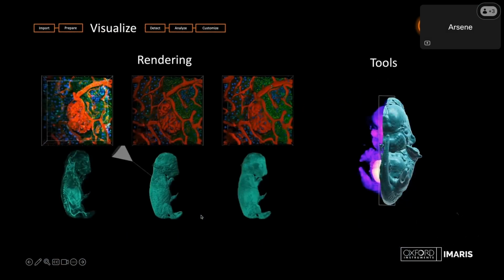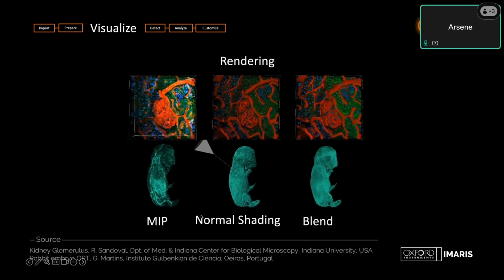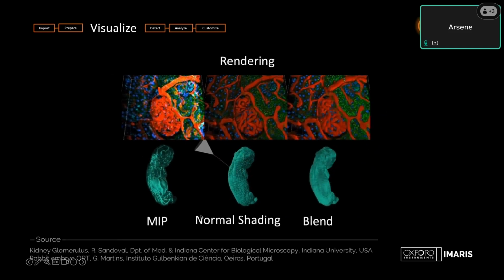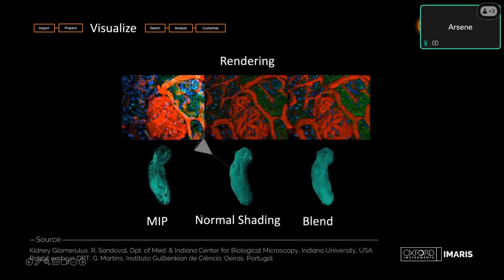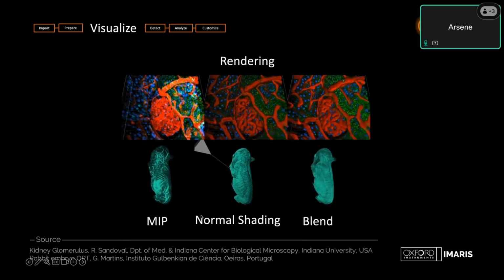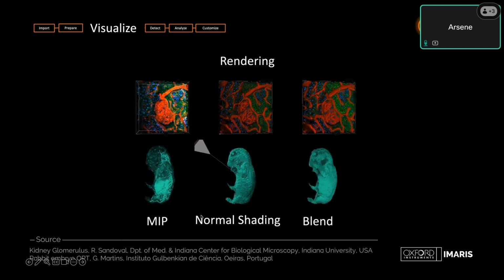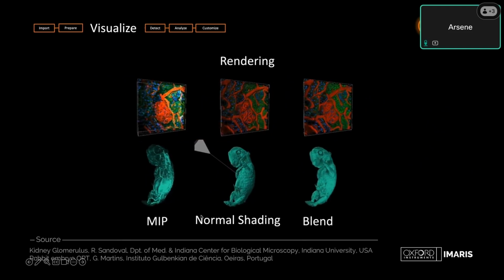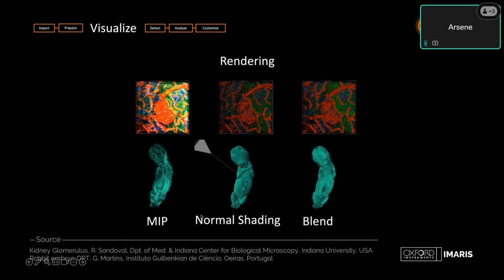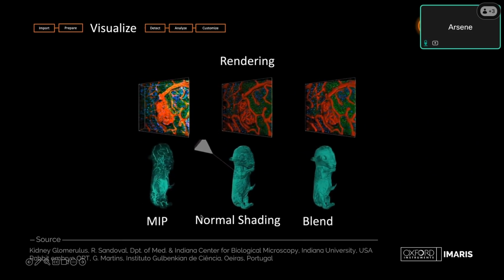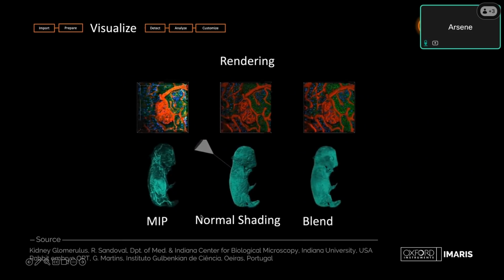So after we prepare our data and are ready for visualization, there are multiple ways to render the intensity voxels in 3D in IMARIS. IMARIS has three different rendering modes, including the MIP mode on the left, which shows the transparent effect of the whole sample. This is a small mouse embryo. Under the MIP mode, you can see clearly the blood vessel structure and the neurons, etc.